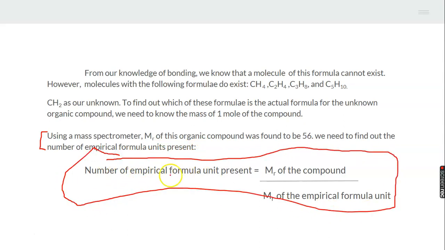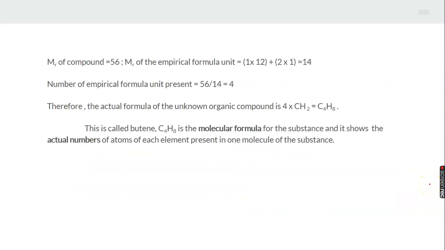So the number of empirical formula units present equals what? The relative formula mass of the compound, or relative molecular mass of the compound, same thing, same Mr, divided by the relative formula mass of the empirical unit. So Mr equals 56, which is given. For the Mr of the empirical unit, you have to calculate the mass of 1 mole of CH2. C is 12, that's 1 times 12, then 2 times 1, will give you 14.